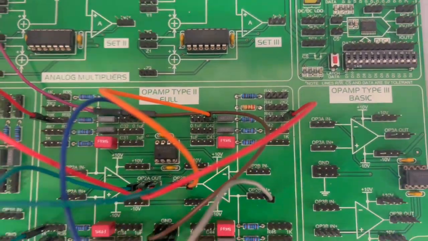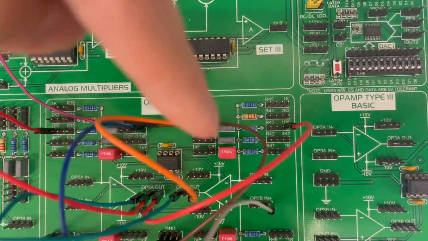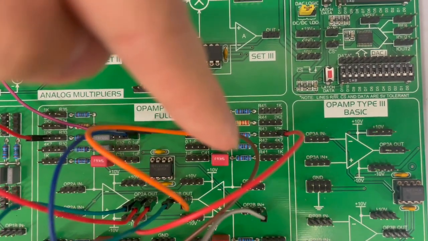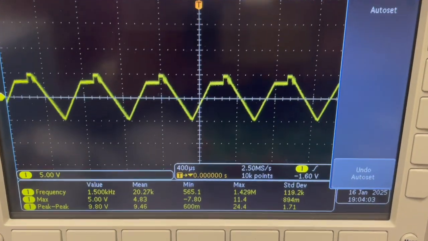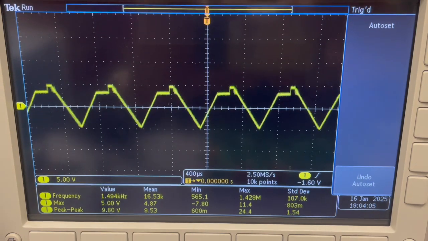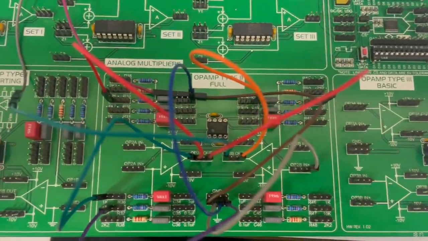So basically in the integrator it's better to use the biggest resistor we can find, in the range of 100 kilo ohm, but since we have only the 10 kilo ohm, this is what we can do. But still we can produce the triangle wave just using those two op-amps.